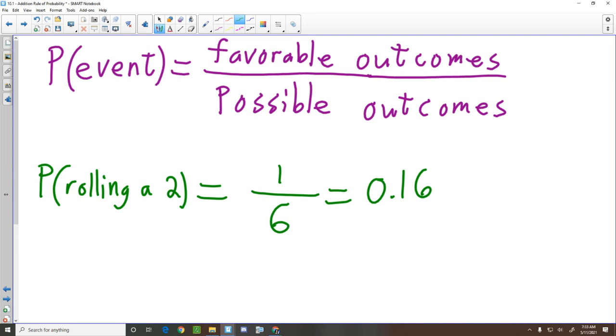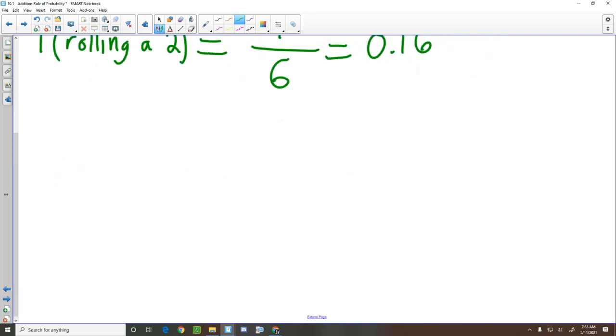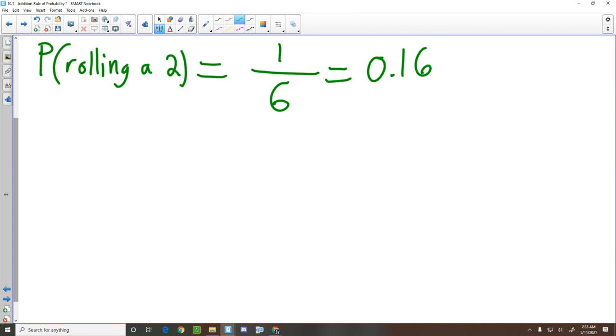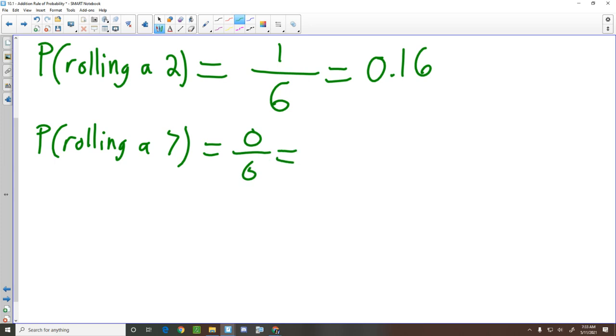Like, how about on a 6-sided die with the numbers 1 through 6? What's the probability of rolling a 7? On a standard 6-sided die, how many of the sides have a 7 on them? 0 of them, right? Well, there's no chance out of 6. So that is a probability of 0. So you can get as low as 0. Could I get negative probabilities ever? No, not at all. So 0 is the lowest number.